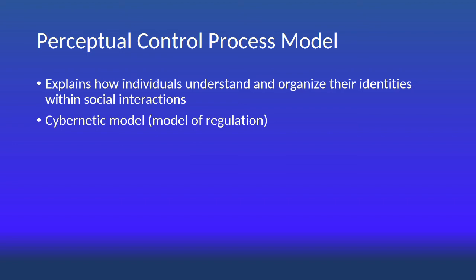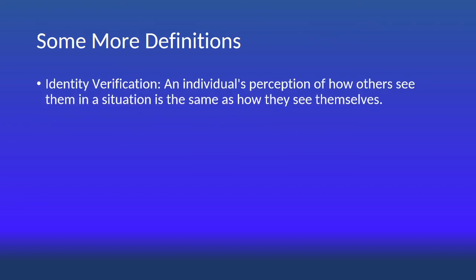Identity verification means that an individual's perception of how others see them in a situation is the same as how they see themselves. In other words, I have an identity that is being enacted in a situation. If I think that you think of my identity in the same way that I think of my identity, then my identity is verified. So if a college student thinks of themselves as a good student, and they come to believe that others see them as a good student, then their identity is verified.